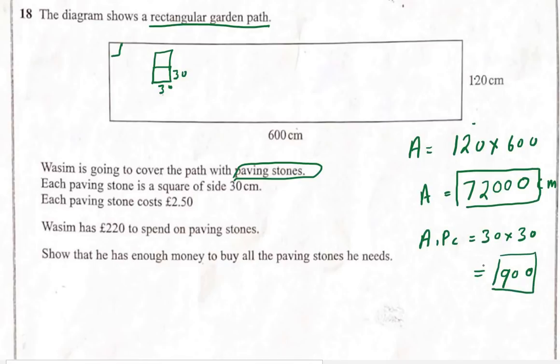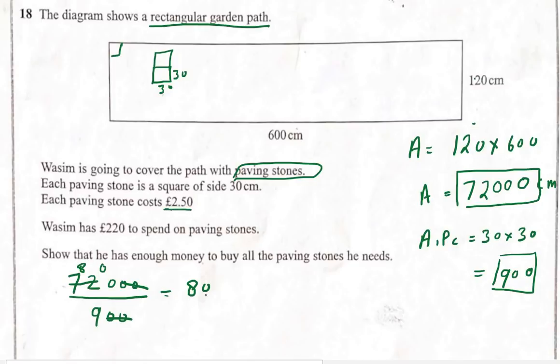Which method should we use to find how many paving stones we need? We just divide this by that. So 72,000, and please show your working out, you're going to get marks, divided by 900. When you divide by numbers with zeros, there are two zeros, so cancel the two zeros. And now 72 divided by 9, I know this is going to be 8, and we have the 0, so the answer is 80. So it means we need 80 paving stones, and one stone is 250.